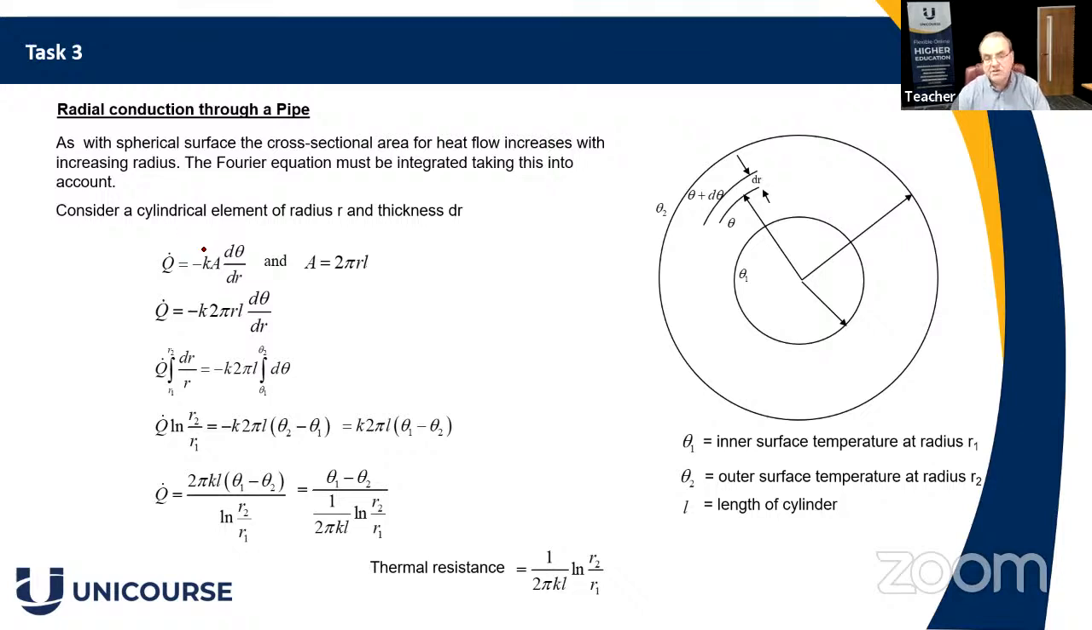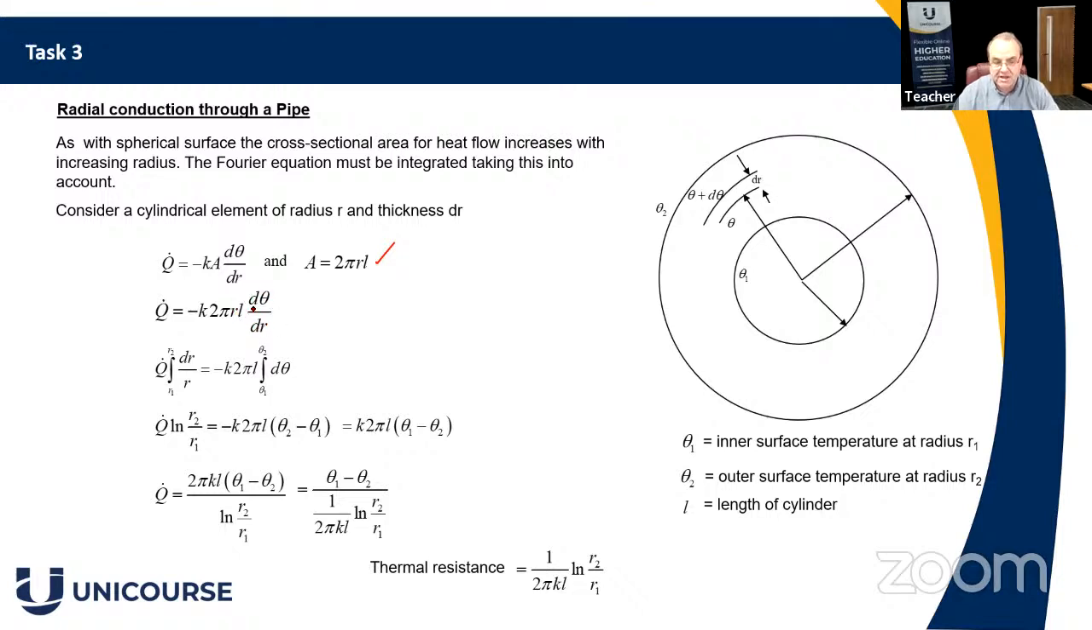So again, we're going to start off with Fourier's law, and we're not going to go over that again, but the only difference is this time, the area is not a flat panel, so the area is the circumference, which is 2 pi r, times the length of the pipe. So that's our area of pipe. So what we're going to do now, we're going to insert the area into our Fourier's equation. So Q becomes minus K 2 pi RL d theta by dr.